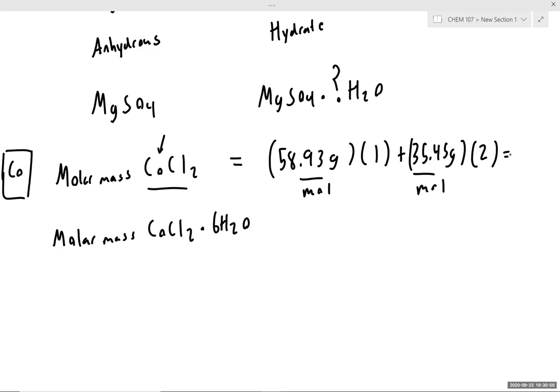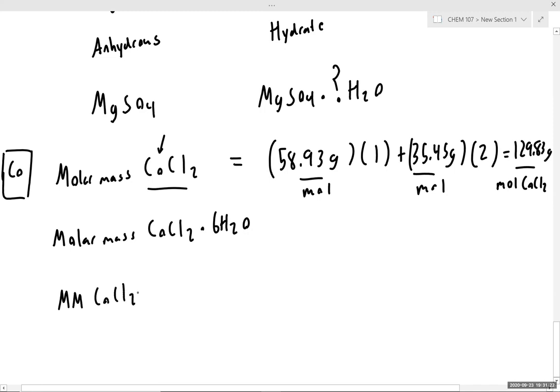we have 58.93 plus 35.45 times 2, and that gives us 129.83 gram per mole of cobalt chloride. Let me rewrite that. Okay, now let's look at our hydrate. So the molar mass of our cobalt chloride hydrate.